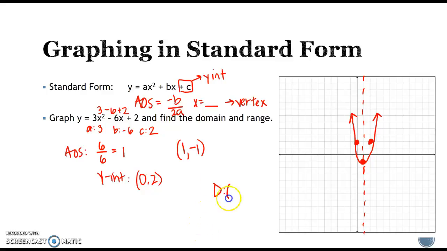The domain is always all real numbers. So you go negative infinity to positive infinity. The range is depending on the y value of my vertex. So if I look at my graph, I start at my vertex and I go up forever. So that means that my range starts at the y value and it goes to positive infinity. So the y value of my vertex is negative 1. I'm going to put a bracket around negative 1 and a parentheses around my infinity. Parentheses always go around infinities.